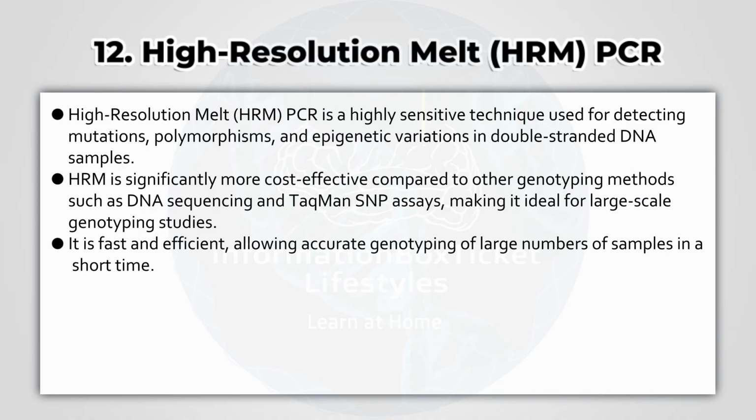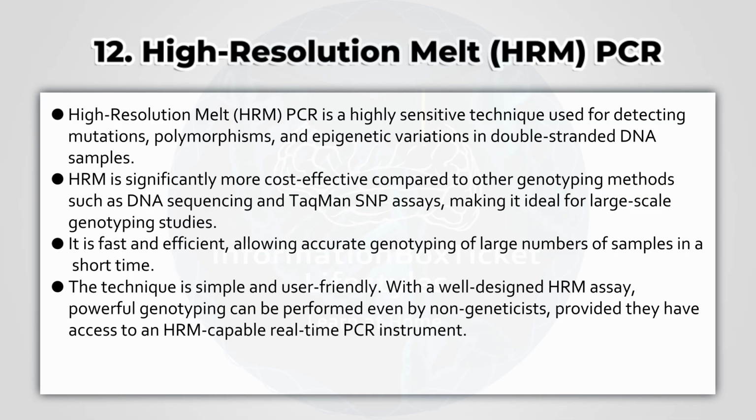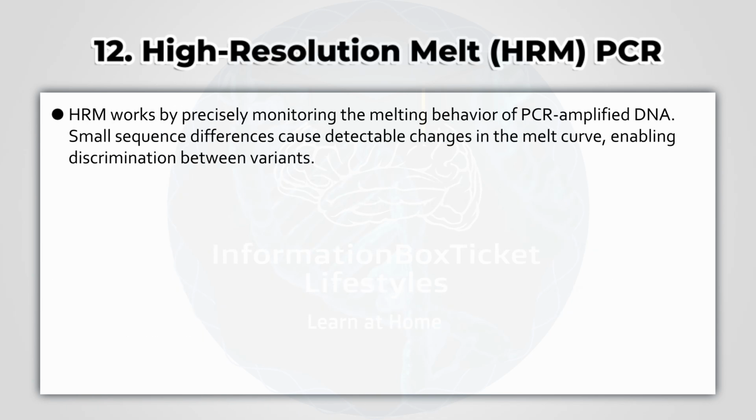It is fast and efficient, allowing accurate genotyping of large numbers of samples in a short time. The technique is simple and user-friendly. With a well-designed HRM assay, powerful genotyping can be performed even by non-geneticists, provided they have access to an HRM-capable real-time PCR instrument. HRM works by precisely monitoring the melting behavior of PCR-amplified DNA. Small sequence differences cause detectable changes in the melt curve, enabling discrimination between variants.